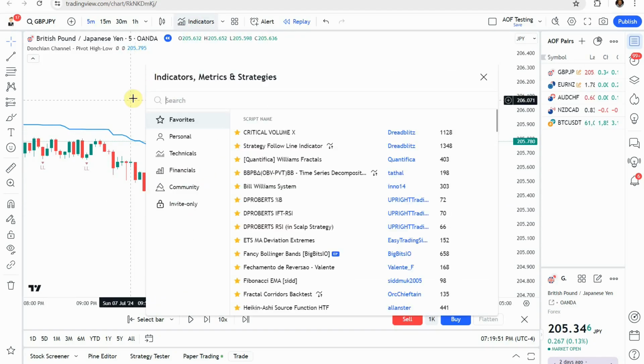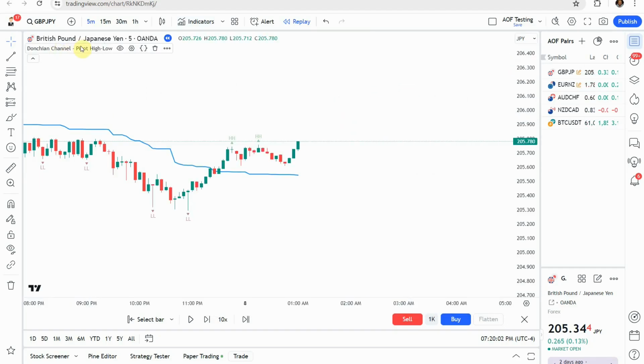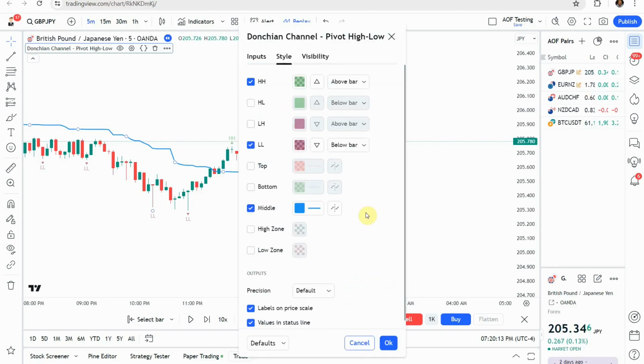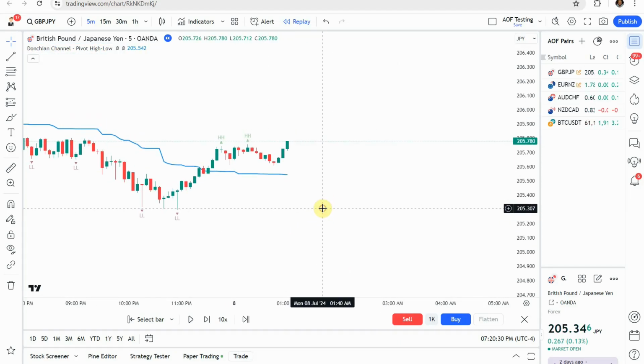And so the indicator we will add to the screen is going to be the Donchian channel / pivot high / low, this one right here. Go ahead and click on that and add it to the screen. Then jump into the settings, and the DC length right here, you're going to change to 45. Then jump into the styles. You're going to turn off the HL, the LH, the top, the bottom, the high, and the low zone. And then click OK. And the indicator should look as I have on screen now.